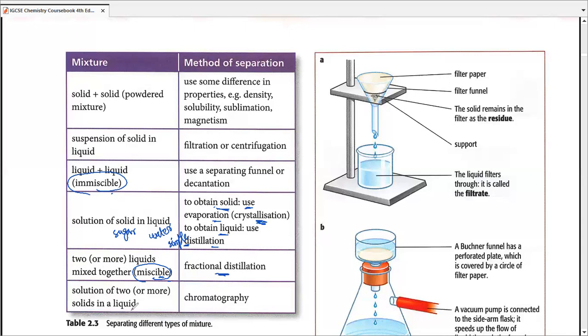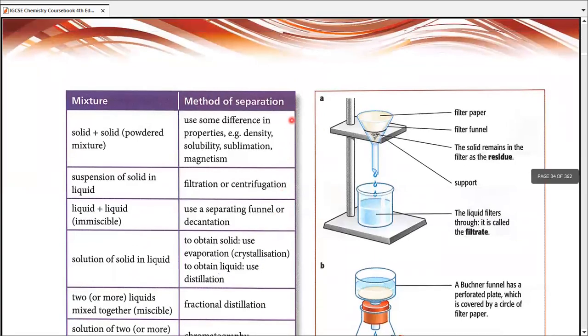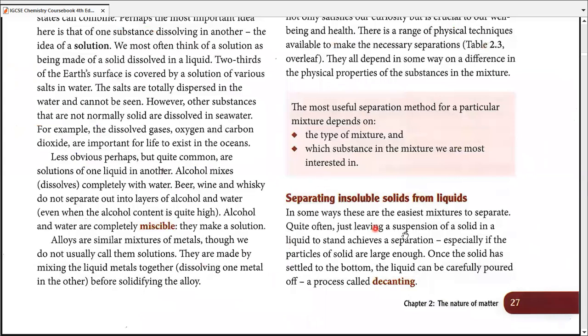Now, solution of two or more solids in a liquid: chromatography. For example, think of adding some salt and some sugar at the same time in water. If you need the solids separate, then you can't use any of these processes listed over here. You can only use chromatography in order to get those materials separate. So let's go through these processes in the order that they are given in the book, right? This table was just for introduction, so you might still have many questions from the table. Let's clarify them by using the information.